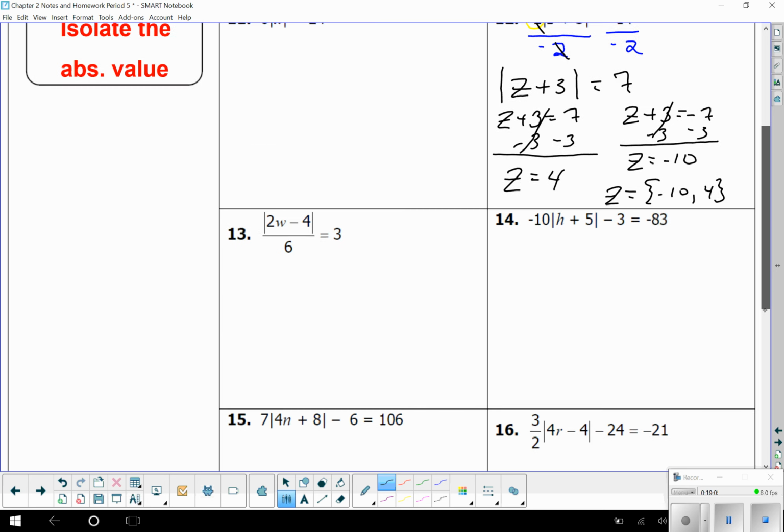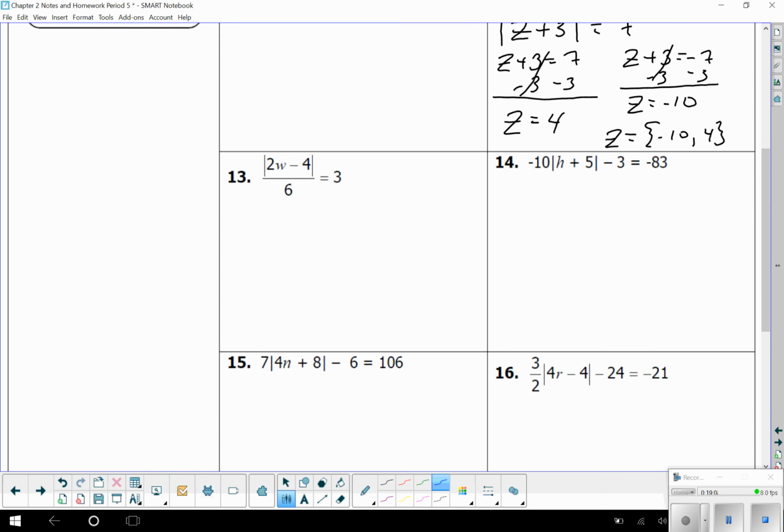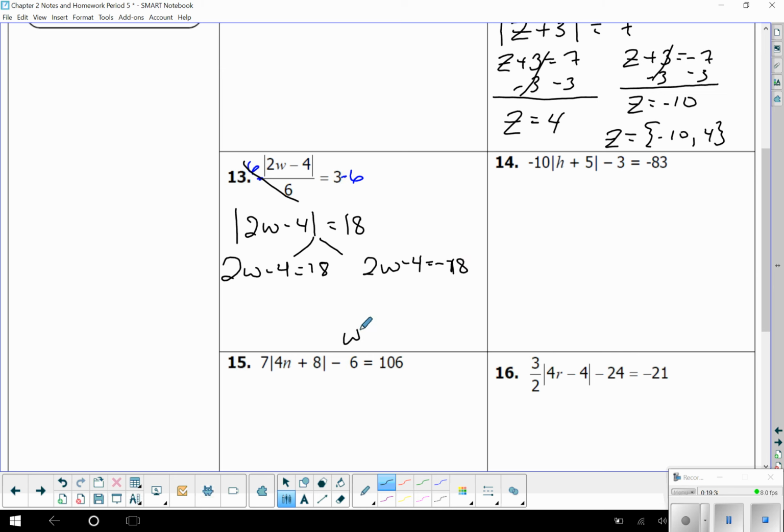Okay. So for 13, because this is division, we got to multiply. Then we get the absolute value of 2w minus 4 equals 18. So those cancel. And then you're going to make your 2 equations, and then solve from down there. And you end up getting w equals negative 7 and 11.